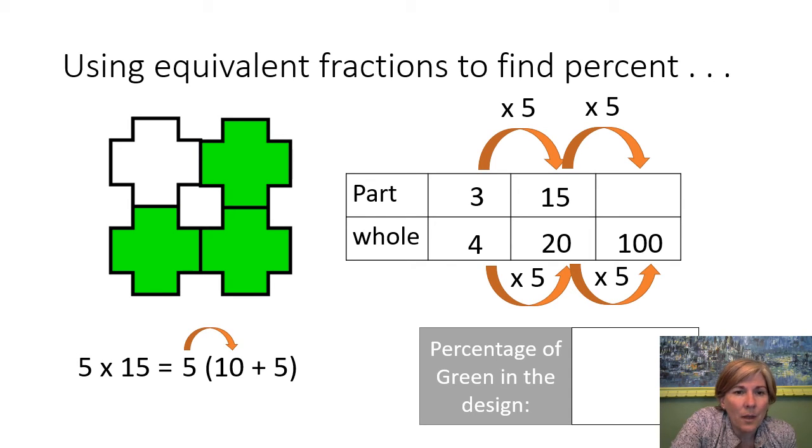So I'm going to multiply 5 times 10 and then 5 times 5, and that will give me my solution of 15 times 5. This is called the distributive property. We've done this before. So 5 times 10 is 50, and 5 times 5 is 25. When I add those together, I get 75. So 15 times 5 is 75.